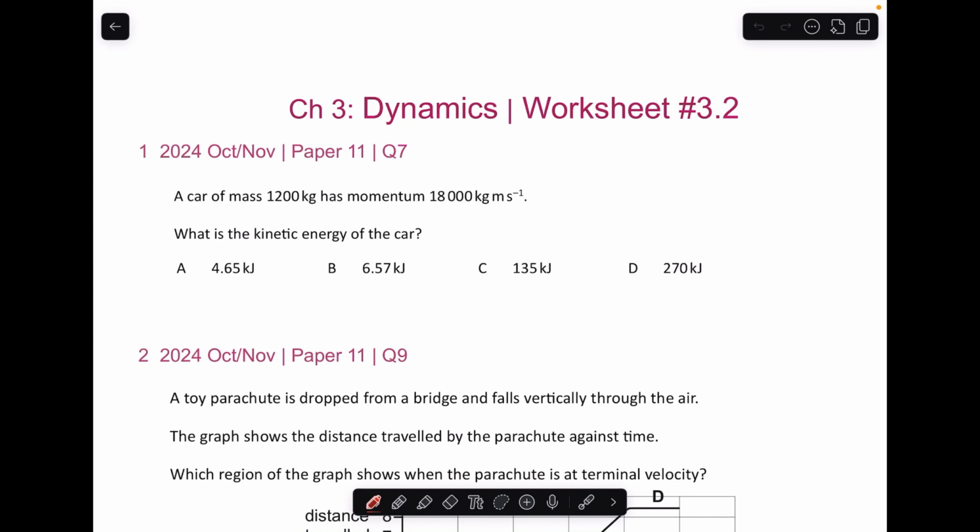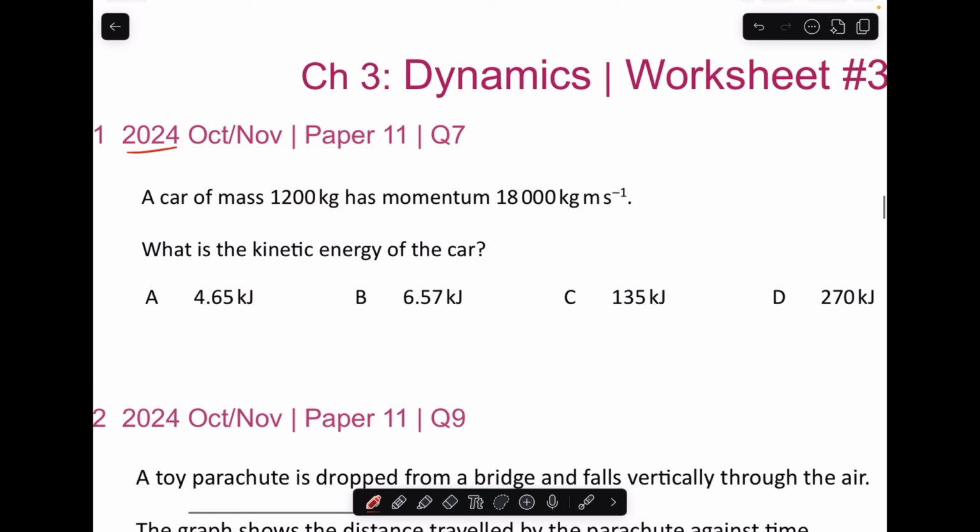Everyone, in this video we are going to discuss the past paper questions from the topic dynamics, and we are going to solve past papers from the paper 2024. Okay, the first question: we have a car of mass 1200 kg and it has a momentum of this much. You have the mass, you have the momentum, you have to find the kinetic energy of the car. Okay, so let's figure out how we can solve it.